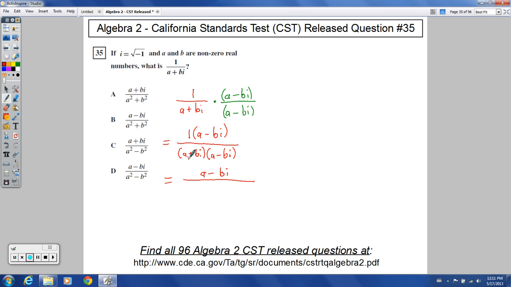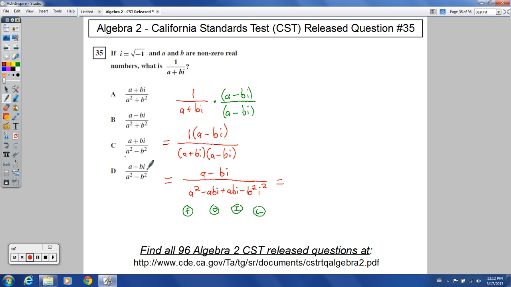On the bottom, I can FOIL this out. I've got 2 binomials. So a times a, that's a squared. That's my first part. And I'm going to write FOIL down here just to remind you of what I'm doing. So FOIL, I'm doing first, a times a. I'm going to do outside, a times negative bi would be negative abi. I'm just going to write the letters in alphabetical order, keep things straight that way. So I've got here the inside, a times positive bi will be plus abi. And then last, a negative times a positive will make a negative, and then I'll have b squared, i squared.